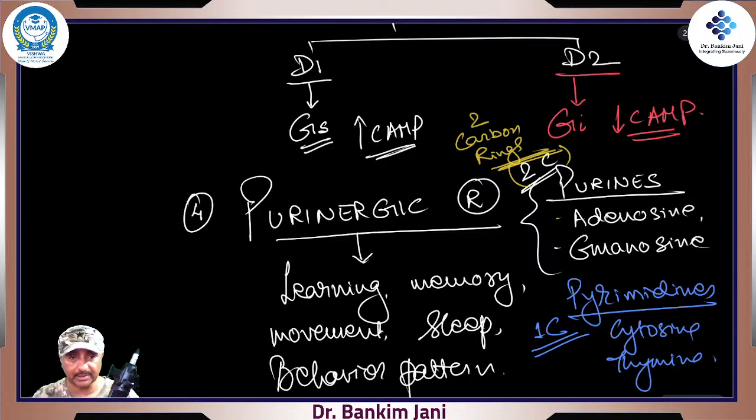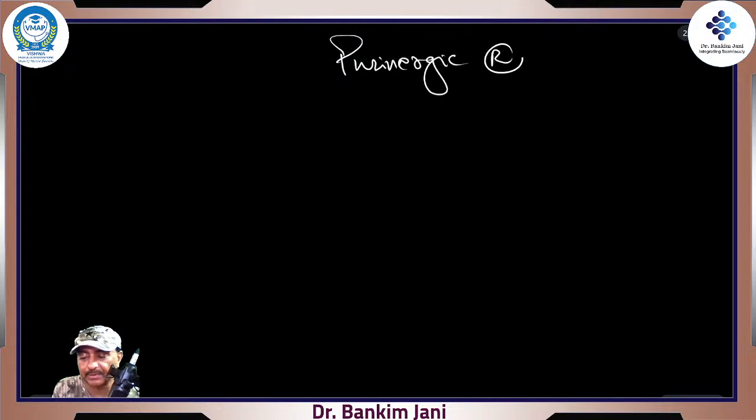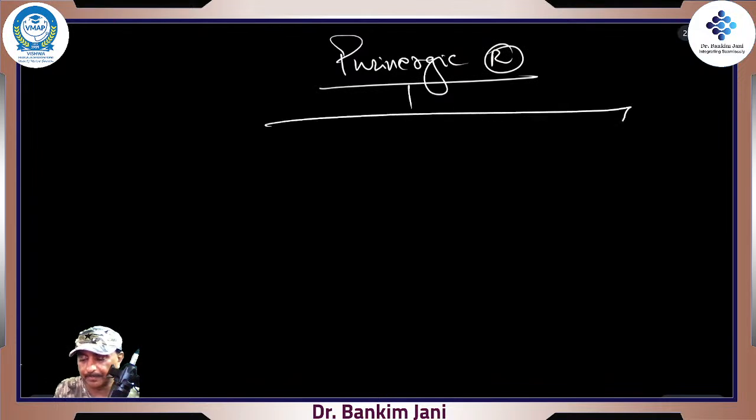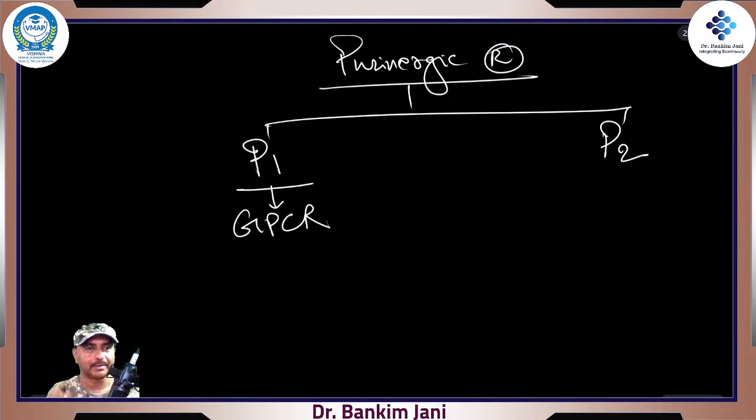These purinergic receptors play a big role in this, right? So purinergic receptors are divided into two parts. One is called P1, and the second is P2, right? So good. This P1 is simple GPCR, right?